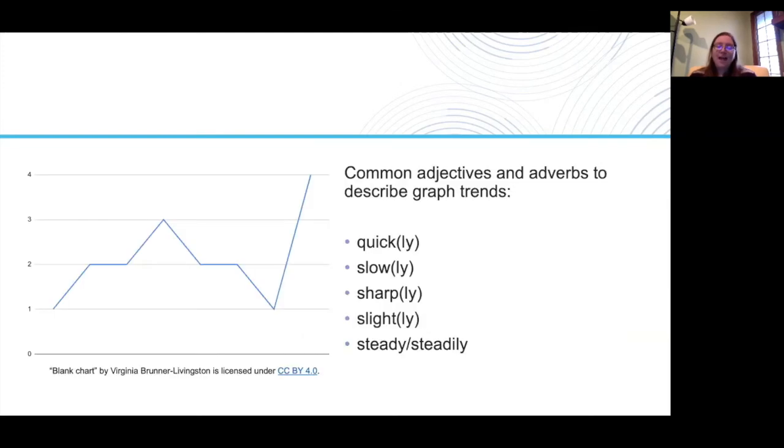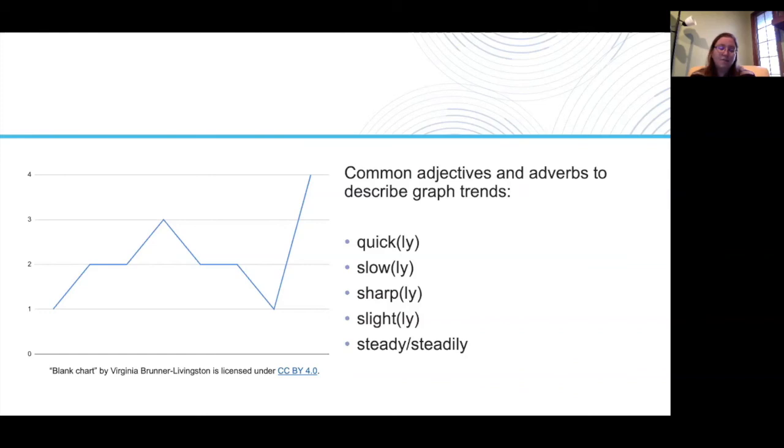There are many common adjectives or adverbs that we use to describe graph trends, such as quick or quickly, slow or slowly, sharp or sharply, and so on. We can use several of these adjectives or adverbs to describe the trend of the graph.